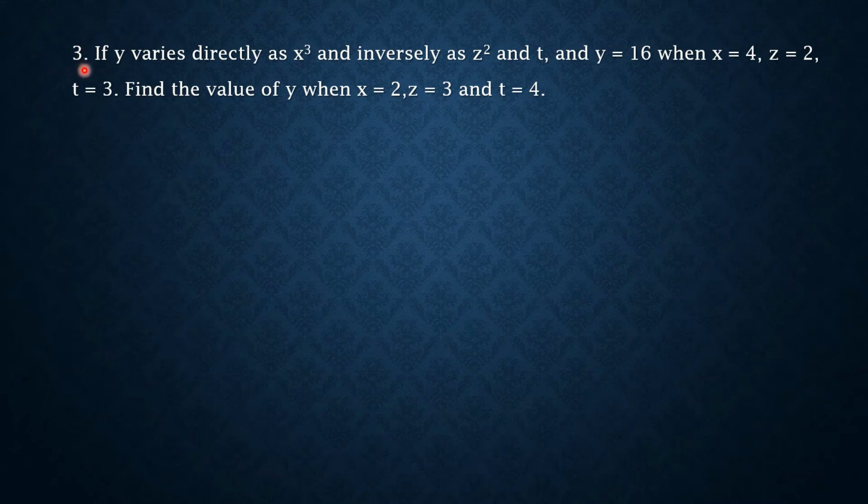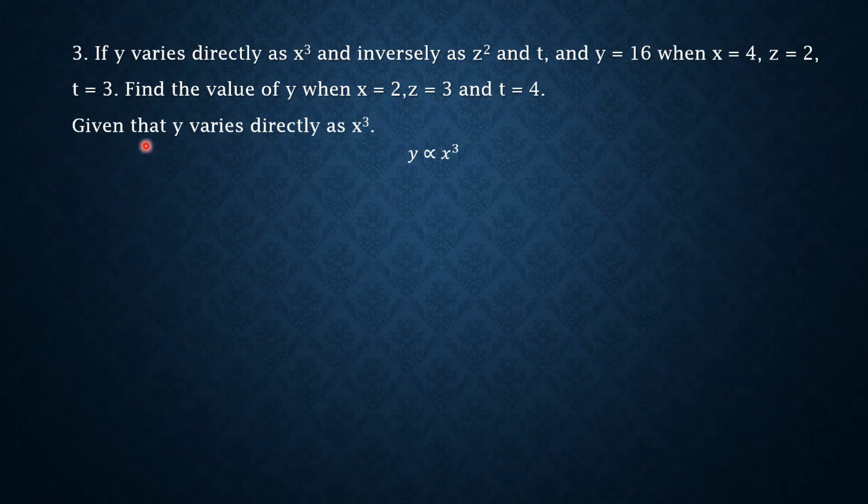Now come to the third question. Statement is, if y varies directly as x cube and inversely as z square and t, so we have y equal to 16 when x equal to 4, z equal to 2 and t equal to 3. Now find the value of y when x equal to 2, z equal to 3 and t equal to 4.